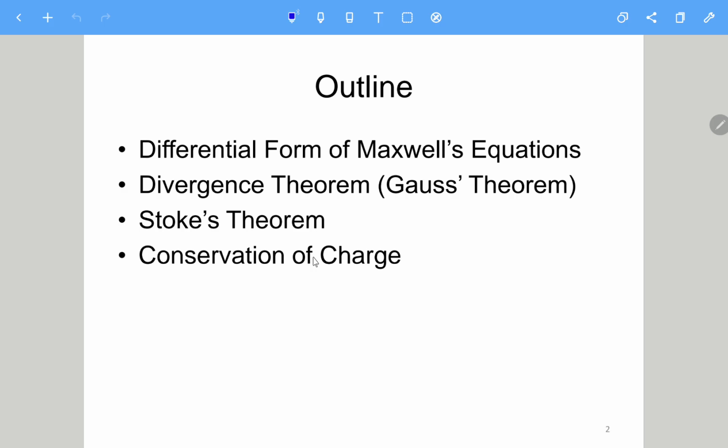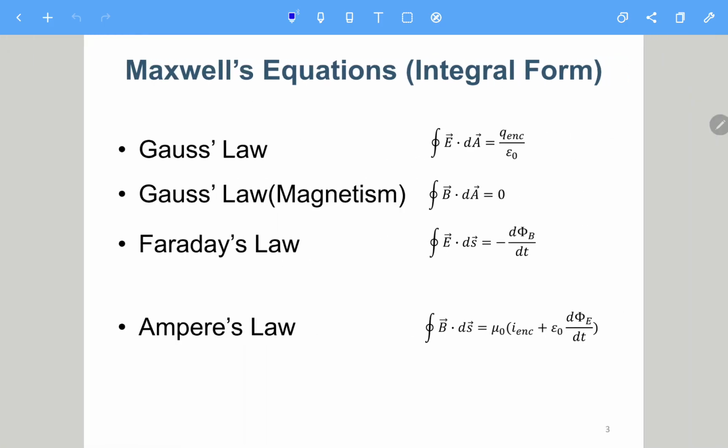conservation of charge. Up till now, what we have learned is like this. In chapter 23, we learned the Gauss law. In chapter 32, we learned the Gauss law for magnetism. Then in chapter 30, we learned Faraday's law, and in chapter 29, we learned Ampere's law, and also this term in chapter 32. So we have learned these four equations called the Maxwell equations.